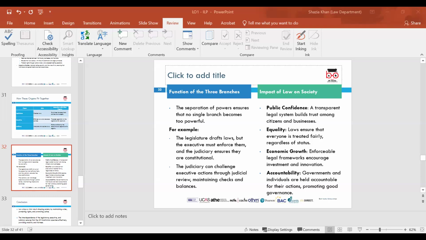Enforceable legal frameworks encourage investment and accountability. So government are held accountable for what they're doing. It shouldn't just be the public that are held accountable. It should be government as well for their work. And if they're not treating people fairly, so if one person's treated differently because of their status, then it's unfair. The law must treat everyone fairly. And that is the main principle when it comes to the rule of law.